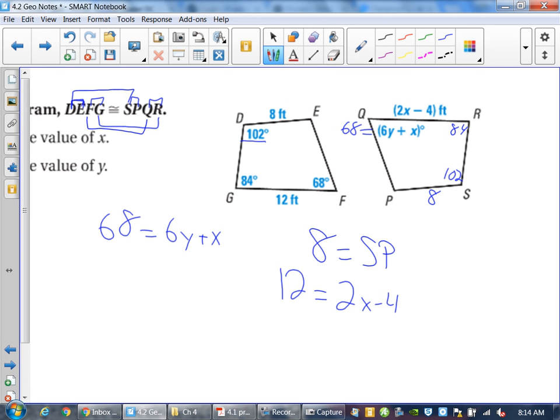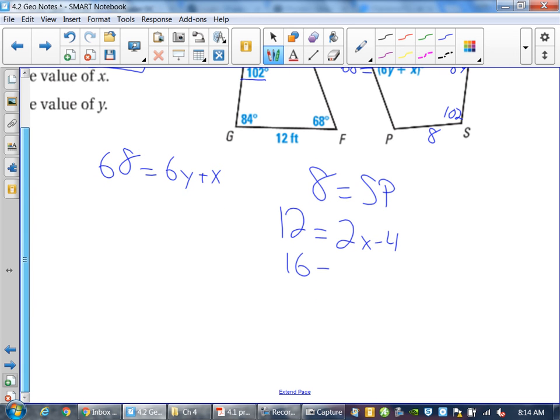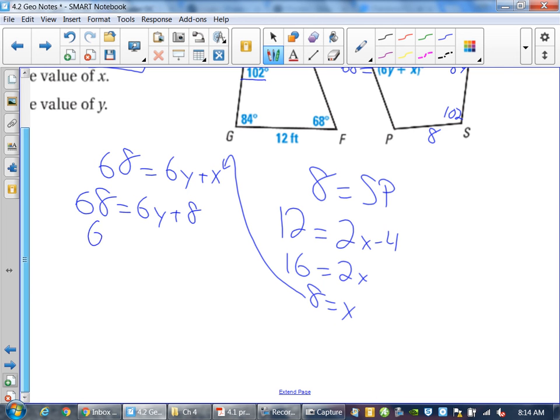And now it's just a matter of a two-step equation. So what do we do? Add 4. Then what? What's 12 plus 4? 16. What's 16 divided by 2? 8. And now you can go back to here. Nice. 10. Good. Subtract the 8 again. And you get 10.